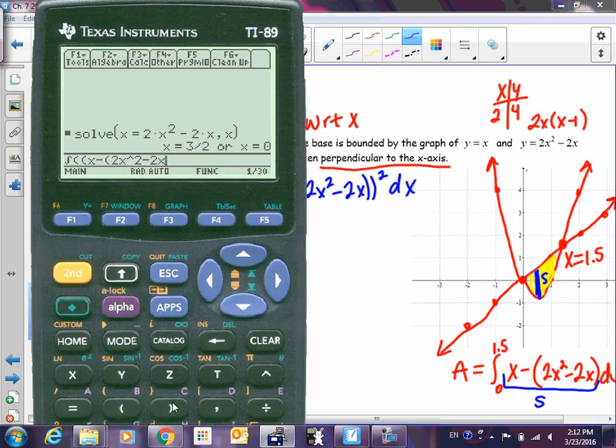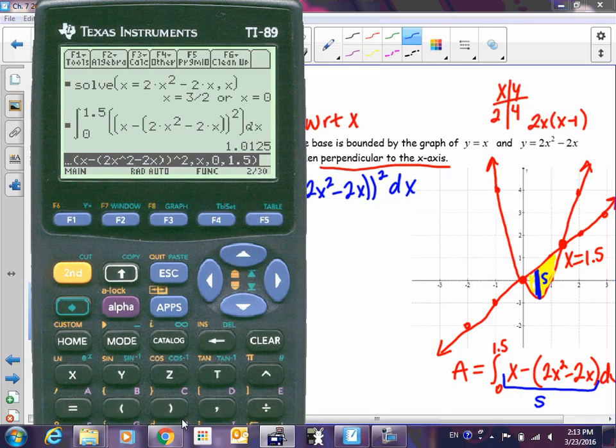And what you now need to do is close the parenthesis on that second part, close the parenthesis on the body, do a squared, and then comma x, comma lower bound, which is 0, comma upper bound, and you could type it in as 1.5 or 3/2. If you type it in as the decimal, it's going to give you a decimal answer, which is totally fine, by the way.